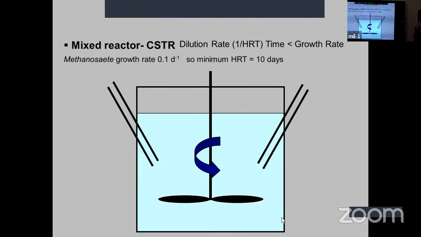So now, for free bacteria, the most common is the mixed reactor, CSTR, with a dilution rate, which is equal to 1 divided by the hydraulic retention time, that should be lower than the growth rate in order to avoid the washout of the bacteria out of the reactor. And so for methanogens, methanosaeta, it is 0.1 per day. The minimum hydraulic retention time in such a reactor should be 10 days.